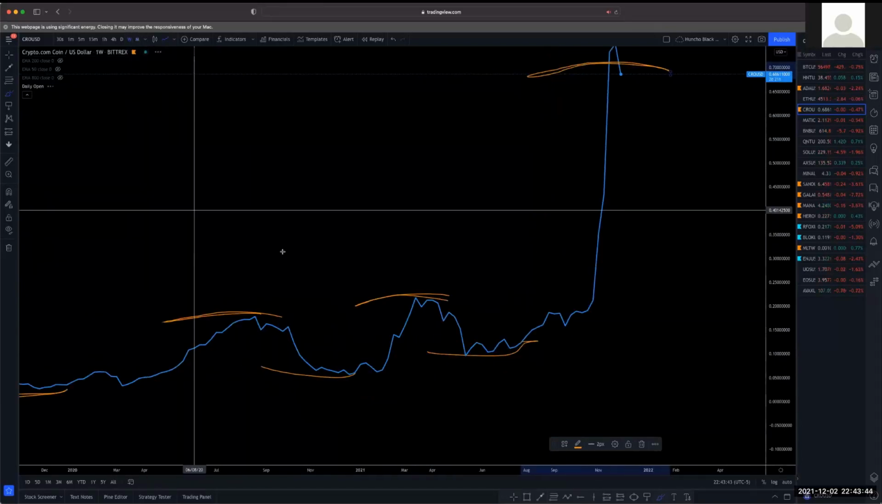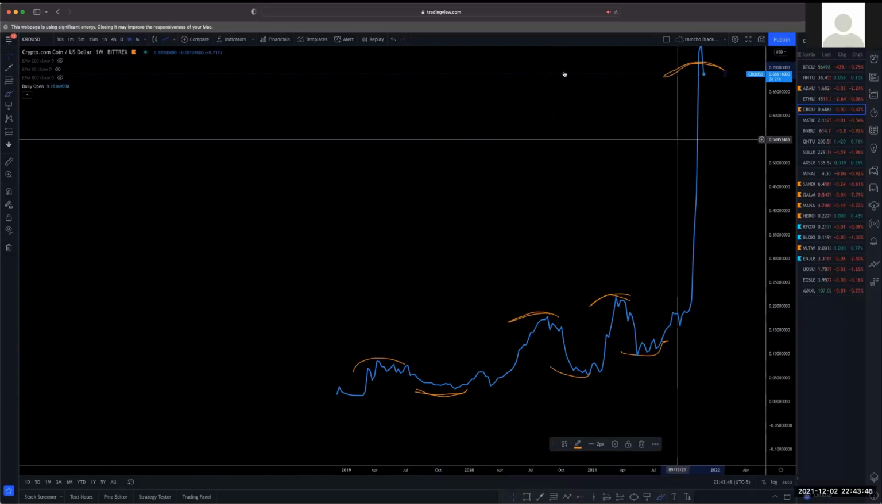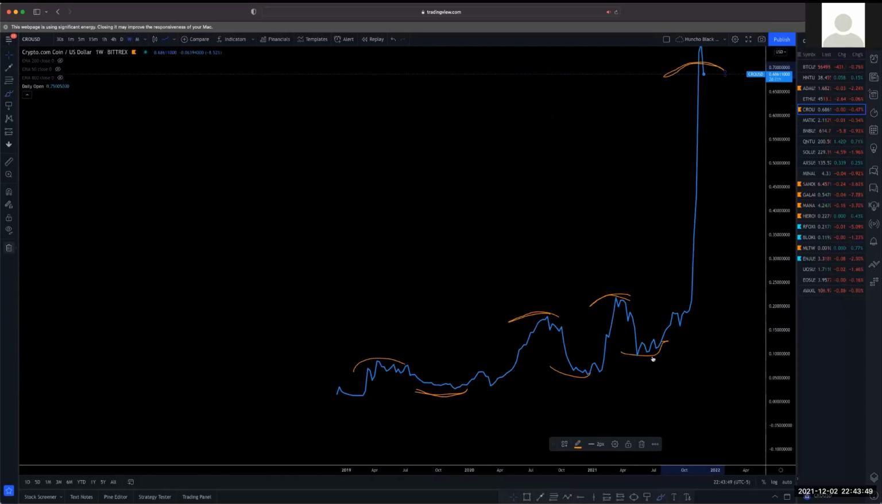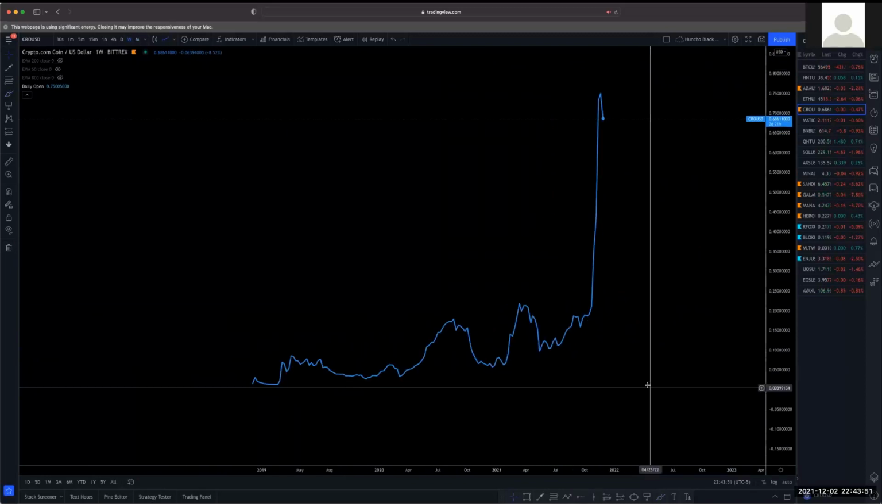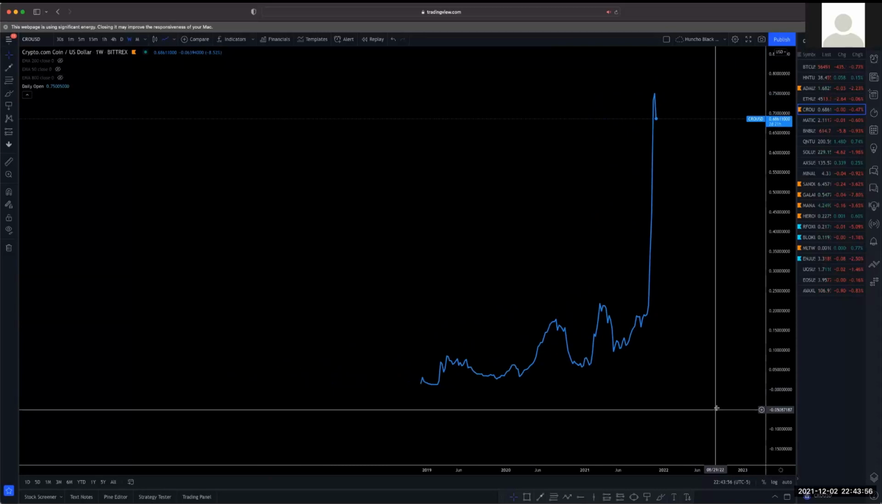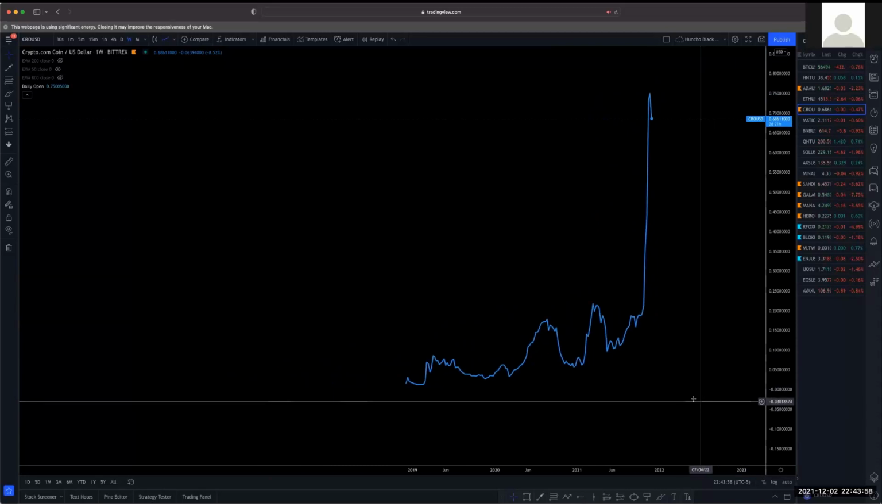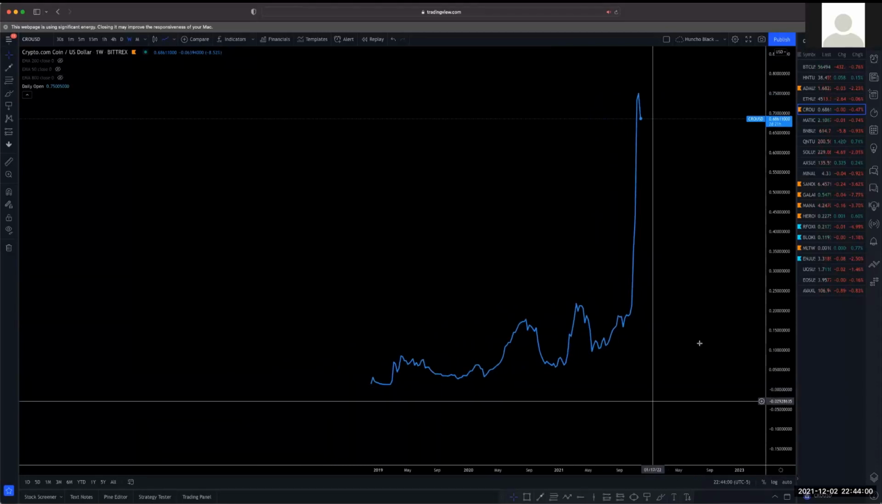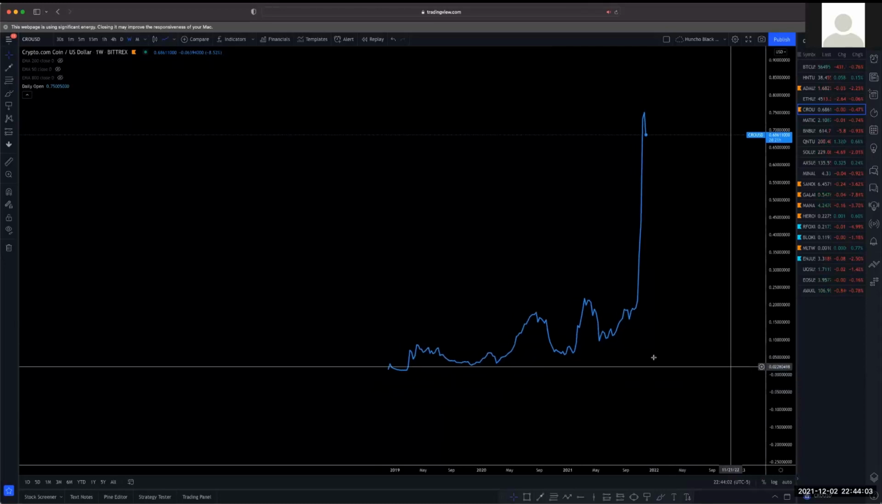Now, on a weekly perspective, you're going to see a lot more data. And here's where we're going to start getting a little bit more intricate with our entries and getting a little bit more confirmations when it comes to our entries. So I hope you guys are ready and taking notes.